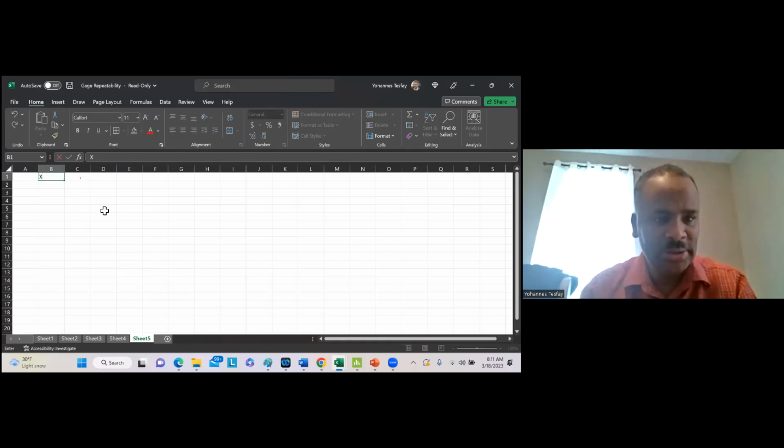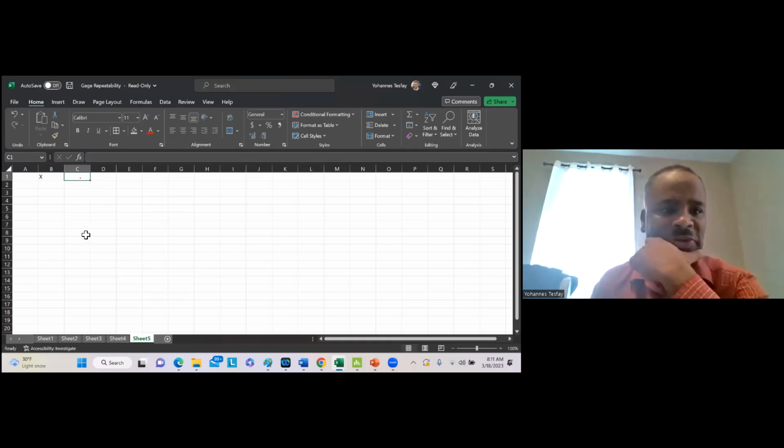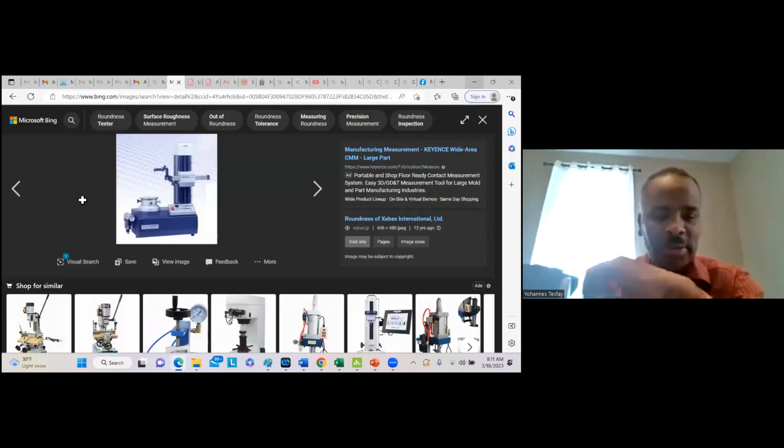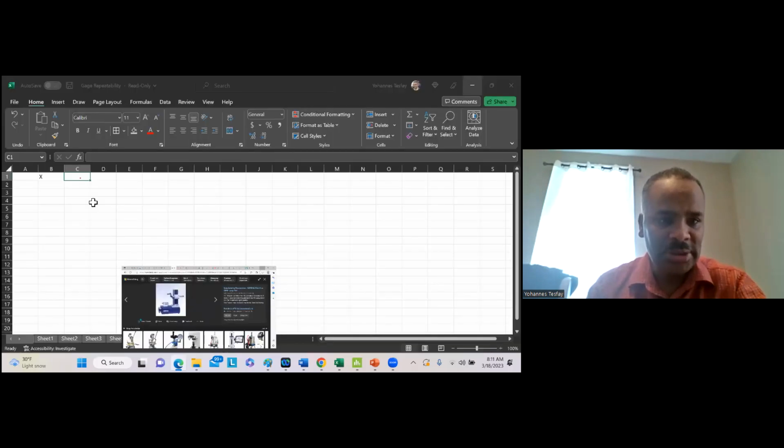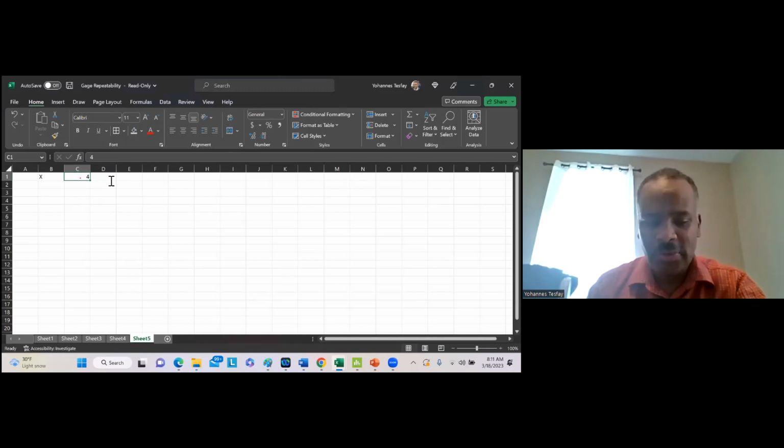and suppose these measurements. What is gauge linearity? Let's say there is a specification of 4. So at 4, let's say you got 3.8, 3.5, 4.2, 4.22, 4.3, and so forth like that.